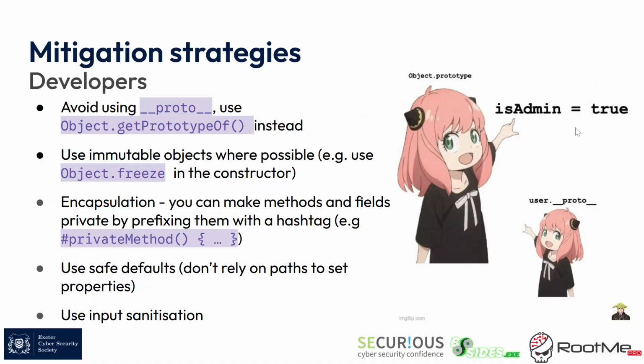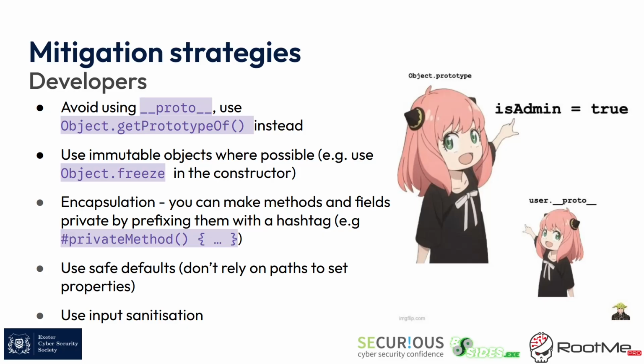Okay, so for developers, you have a few strategies which you can use to avoid prototype pollution. In your code, avoid using the __proto__ keyword. You can use the function getPrototypeOf instead to get the prototype of an object. And you can try and use immutable objects. So what this means is you can create an object in JavaScript, and then you use the Object.freeze function to make it immutable so that you can't change the properties at runtime.